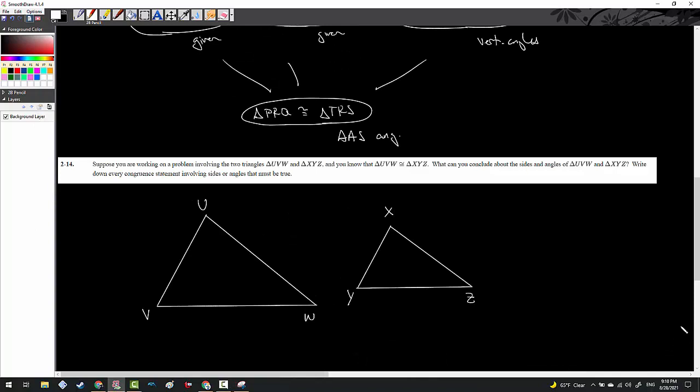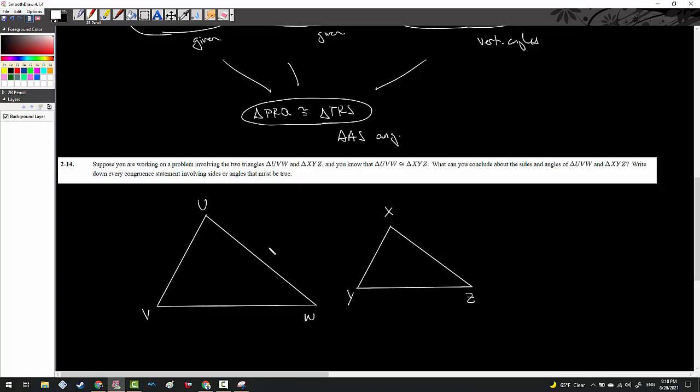And we are back with 2-14. It says, suppose you are working on a problem involving two triangles, triangle UVW and triangle XYZ, which I've drawn already, and you know that UVW is congruent to XYZ. What can you conclude about the sides and angles of the two triangles? Write down every congruent statement involving sides or angles that must be true.